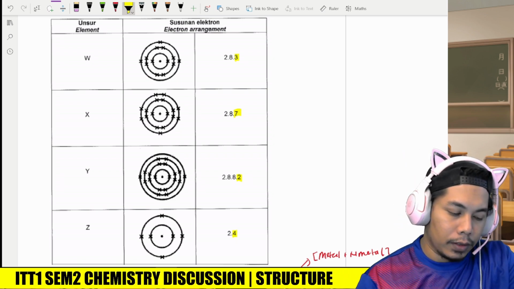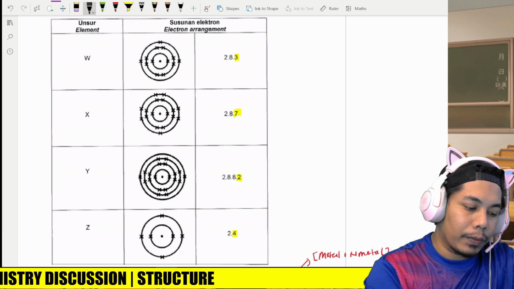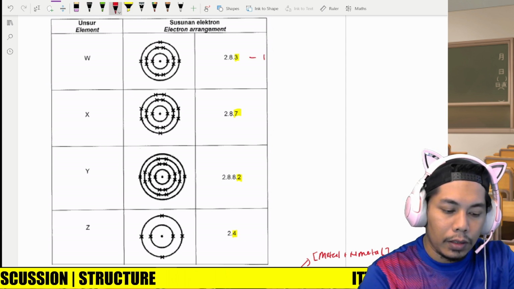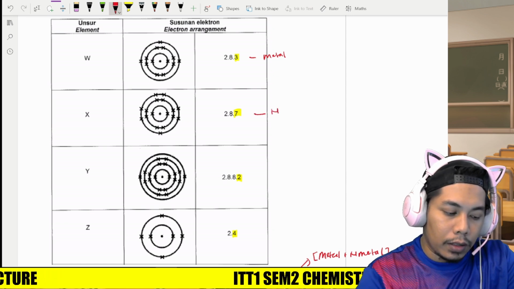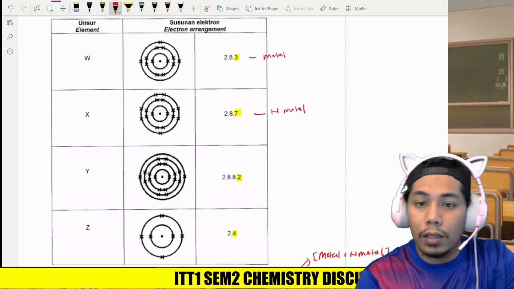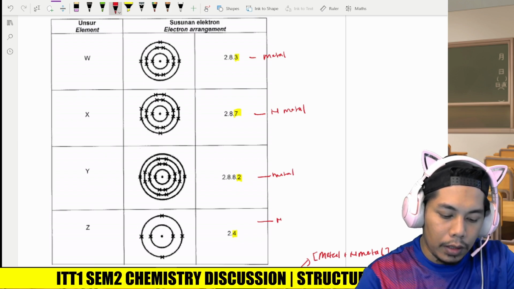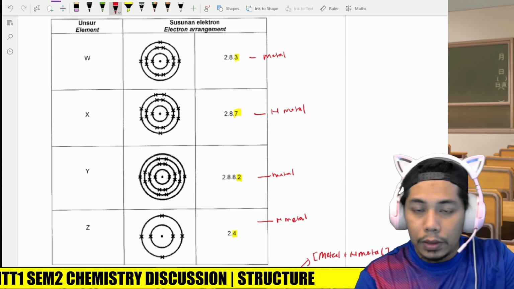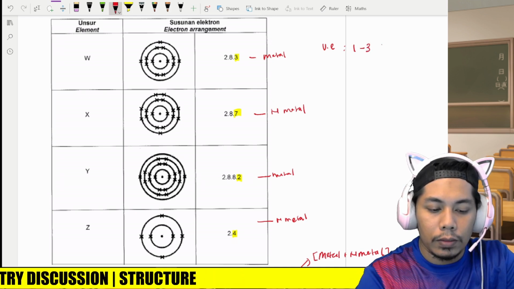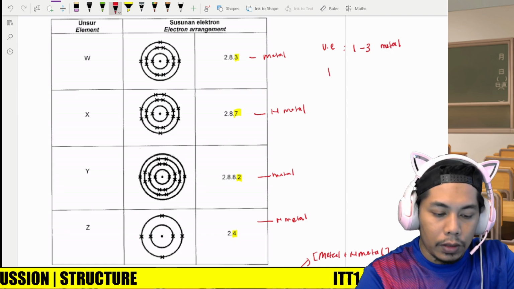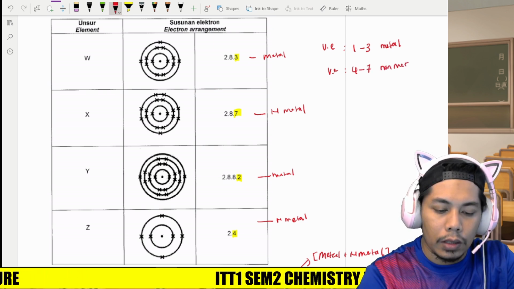Regarding the electron arrangement, we can identify that W is a metal, because its valence electron is 3. X is a non-metal. Y is a metal, and Z is a non-metal. Remember that valence electrons 1 to 3 means metal, and valence electrons 4 until 7 means non-metal.